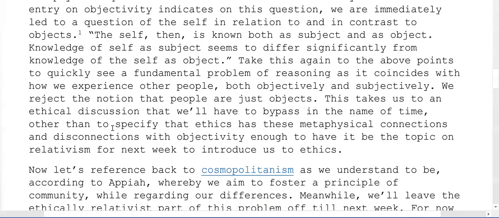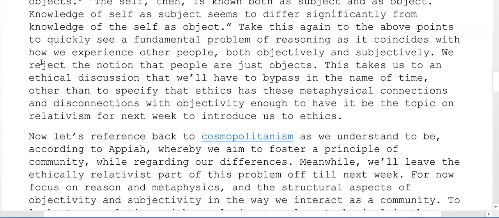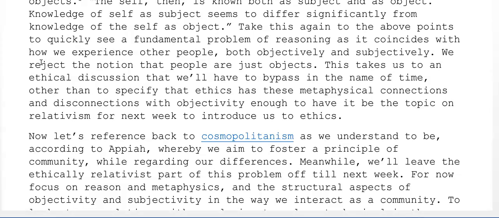So there we find this quote: "The self, then, is known both as subject and as object. Knowledge of the self as subject seems to differ significantly from knowledge of the self as object." Take this again to the above points to quickly see a fundamental problem of reasoning as it coincides with how we experience other people, both objectively and subjectively.